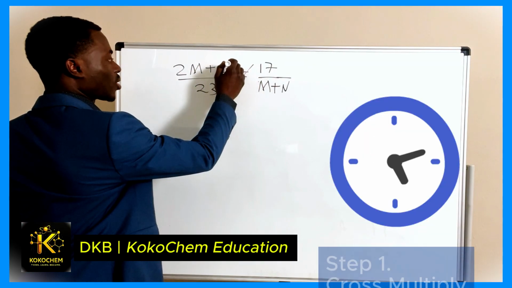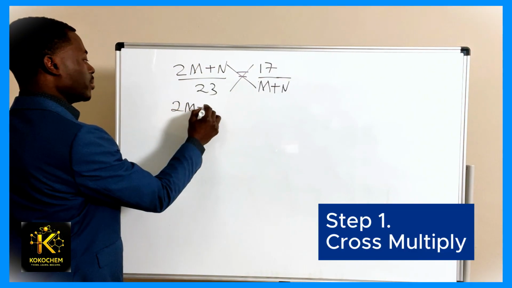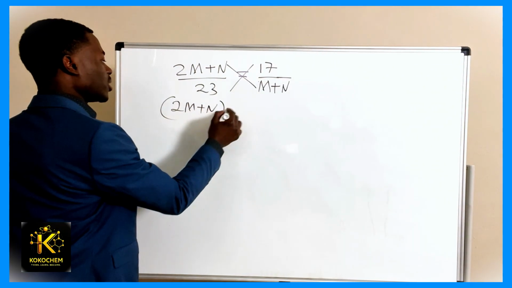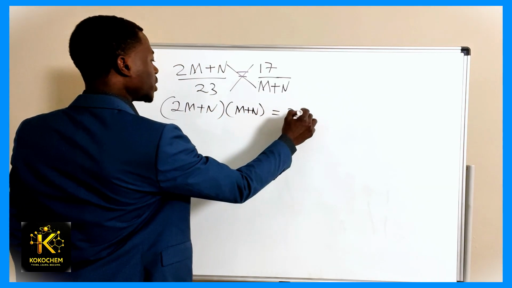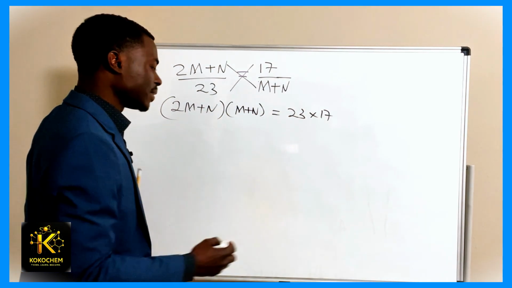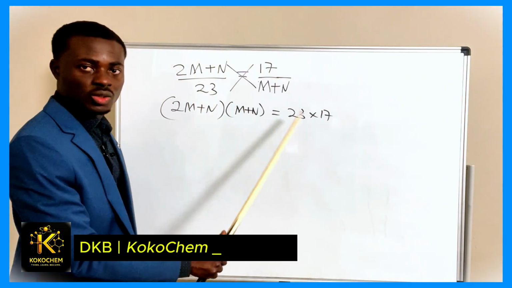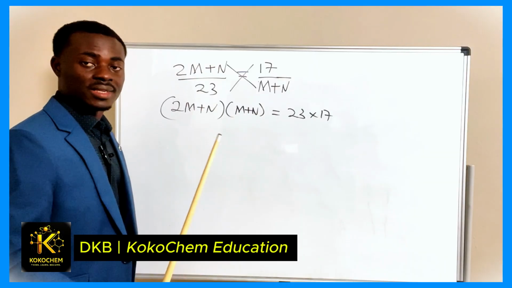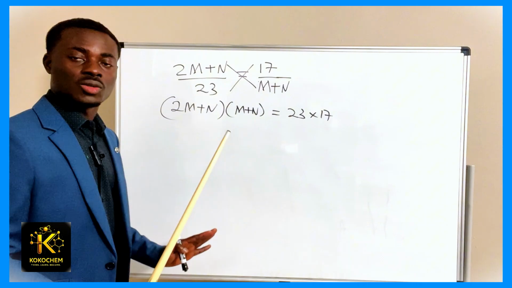Step 1 is cross multiplication. So you have (2m + n) multiplied by (m + n) equal to 23 times 17. Don't expand this expression and do not multiply 23 by 17. Why? Because that will take your time and waste your time.